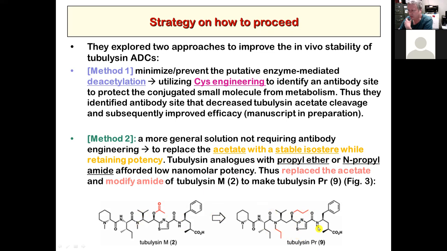Cool. All right, good. Okay, so bad, and then this is like question mark, question mark, question mark. And also the propyl group, I think that's actually probably pretty good. But that was where they took this research project: let's just see what the propyl is all about. Okay, and that new molecule, they go from tubulysin M, which is compound two, and now it's going to be called tubulysin PR, for propyl, compound nine. That's the new compound number, compound nine.